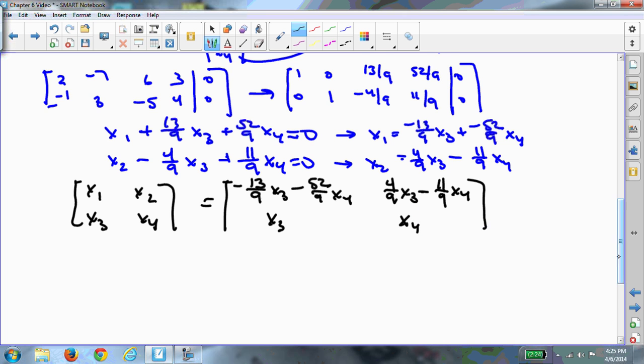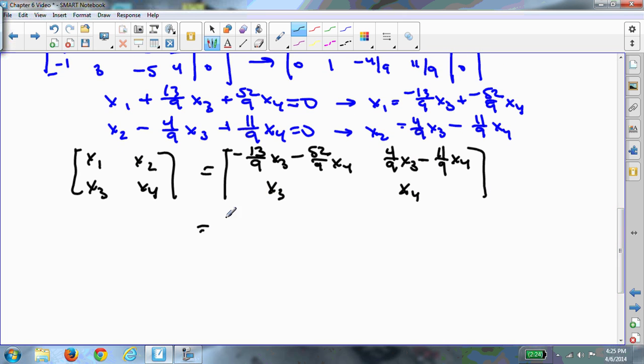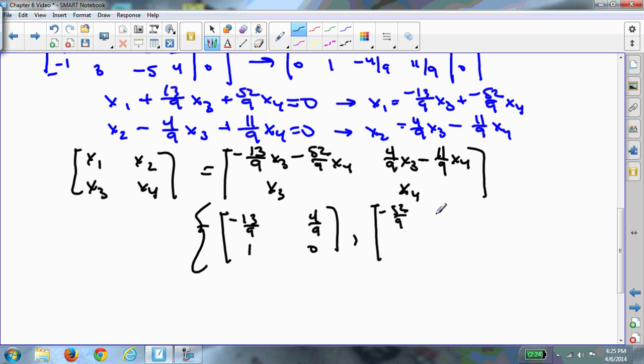And if I rewrite this as a linear combination of independent matrices, independent vectors, it's going to be negative 13 over 9, 4 ninths, 1, and 0. So this would be one of my basis vectors. And then my other basis vector would be negative 52 over 9, negative 11 over 9, 0, and 1. And so this would be the basis for W perp, the vectors that are orthogonal to the ones given in W.